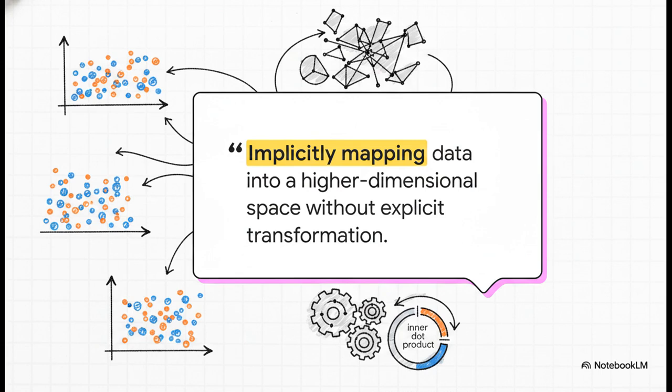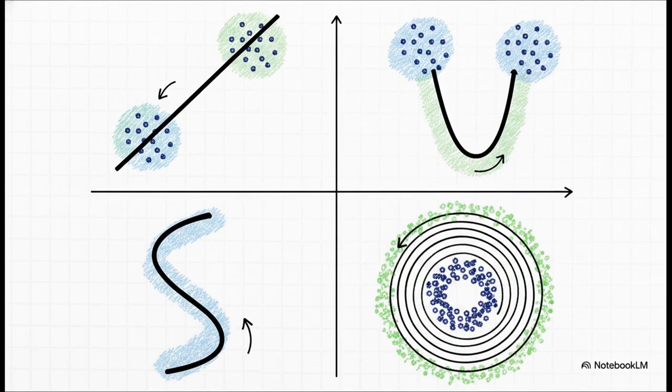But here's the catch. Actually mapping every single data point into 3, 4, or 1,000 dimensions would absolutely fry your computer. The true magic of the kernel trick hinges on the word implicitly. The algorithm figures out the necessary separation using mathematical shortcuts, specifically inner dot products. It acts as if it mapped everything into high dimensions, getting the exact same result without ever explicitly spending the heavy computational resources to actually do it. It's genius.